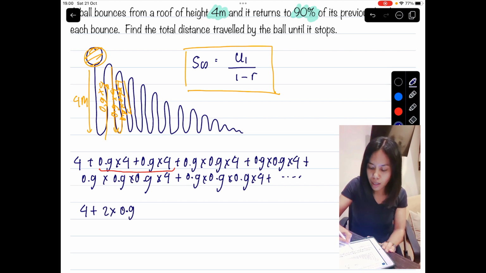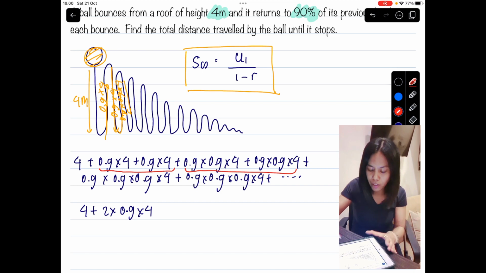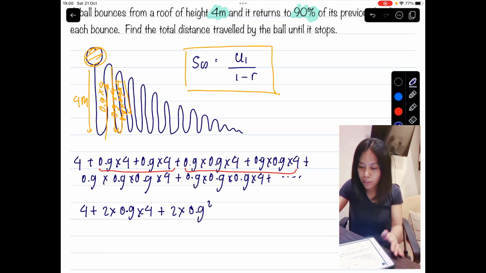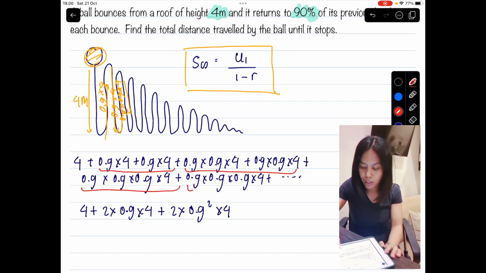Okay, and if you see, it's going to be 2 over twice the 0.9s. So it's going to be 2. Whoa, I forgot the plus. Okay, I'm going to write the plus: plus 2 times 0.9 squared times 4. And then we see another one that's going to be twice the cube of 0.9. So plus twice times 0.9 cubed times 4, plus and so on.